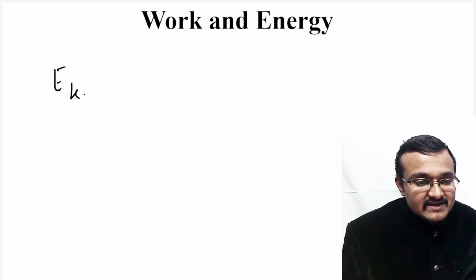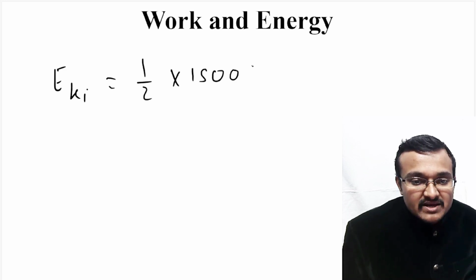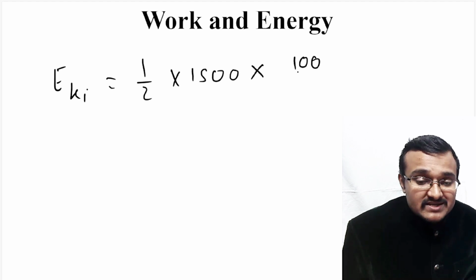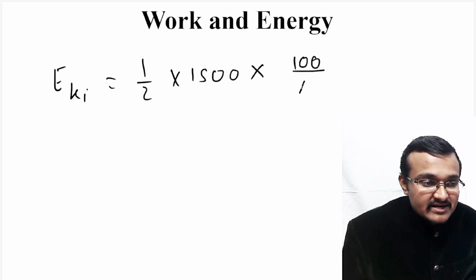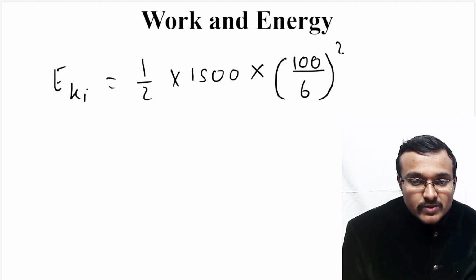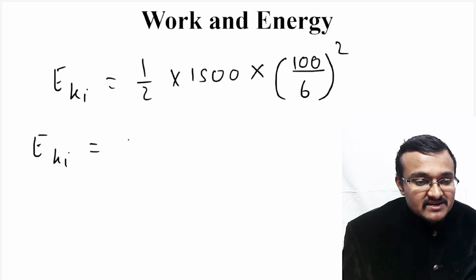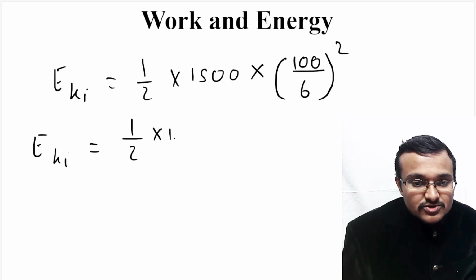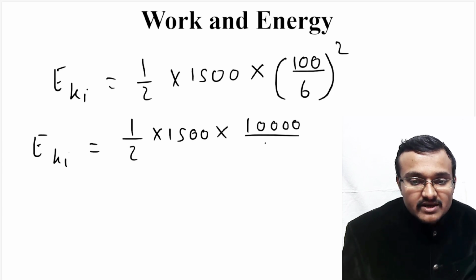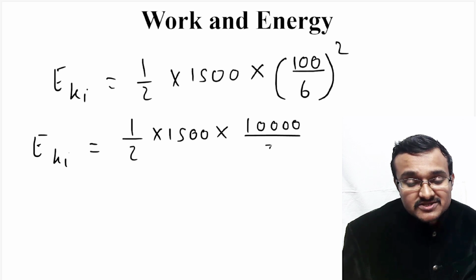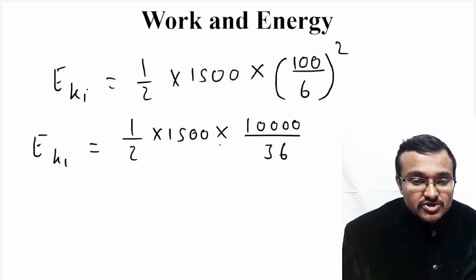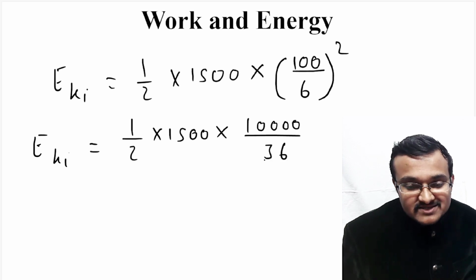So initial kinetic energy is equal to half into 1500 into V square. In the place of V square, 100 by 6 meter per second whole square. So now you can calculate the initial kinetic energy, that is equal to 1 by 2 into 1500 into 100 into 100, which is 10,000, divided by 6 square, and 6 square is 36. So now you can calculate this.